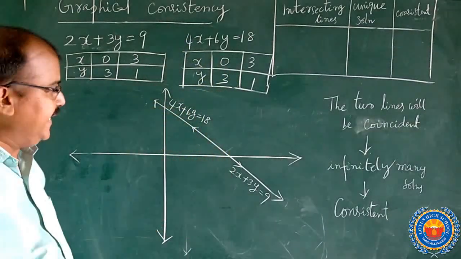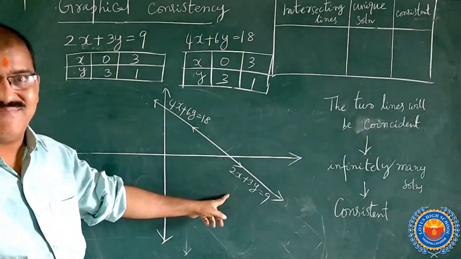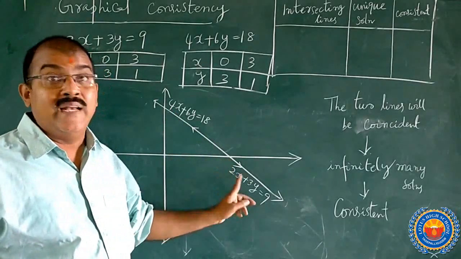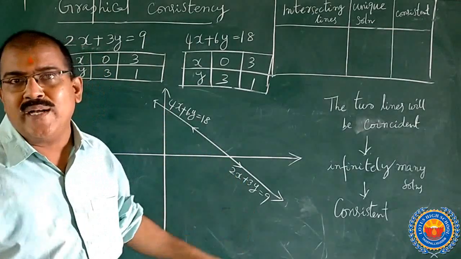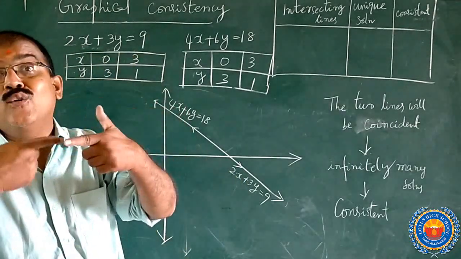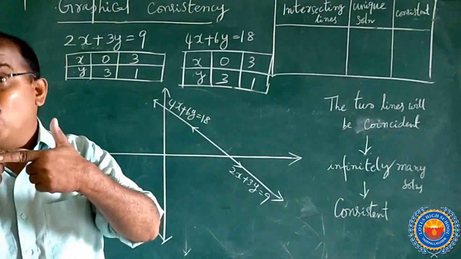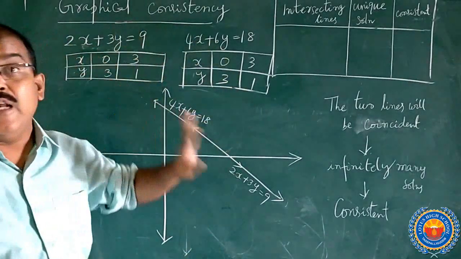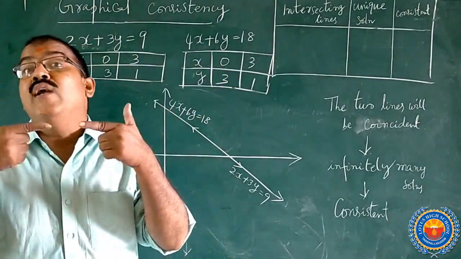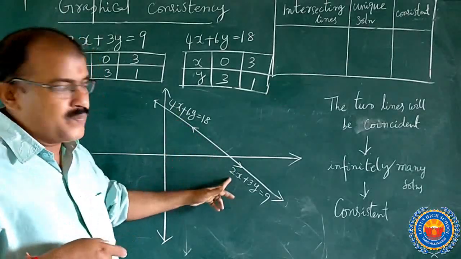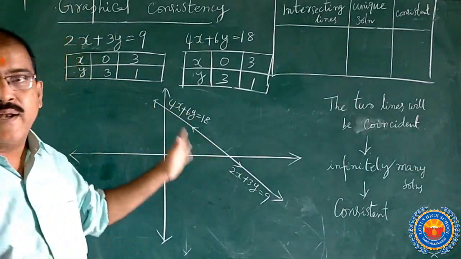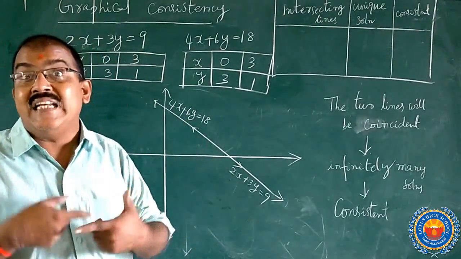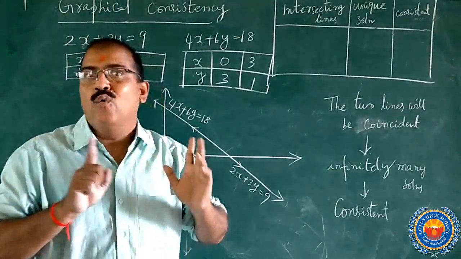Here the main important thing is that 2 lines are there. One line is 4x plus 6y is equal to 18, and 2x plus 3y is equal to 9 is the other line. The most important point is that the 2 lines are coincident. If you draw the graph, you can understand; otherwise you cannot. Even if you take different values, the 2 lines are coincident. Line 1 is 2x plus 3y is equal to 9, and line 2 is 4x plus 6y is equal to 18. Those 2 lines coincide, that is nothing but overlap.